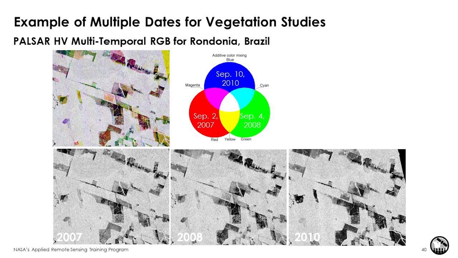Let's pick a cyan. So that's a combination of green and blue. That means that it was high in 2008 and 2010, but low in 2007. So that means there was low vegetation in 2007, or it was clear or barren in 2007. And then there was regrowth in 2008, which continued in 2010.